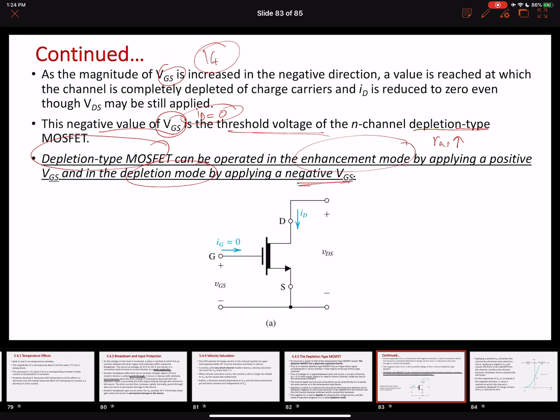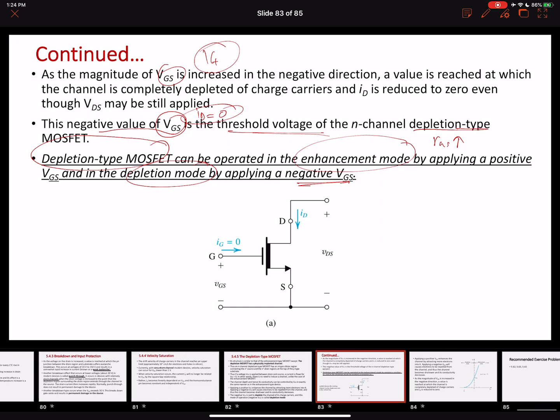Here is the symbol of the depletion type MOSFET. If you look closely, it looks exactly the same as the enhancement type MOSFET, except for this wider, darker region, right? This region indicates that a channel is already there. A channel is physically implanted. So that is why it's a depletion type MOSFET, with the existing channel. So the channel is already there. So this is the depletion type MOSFET.